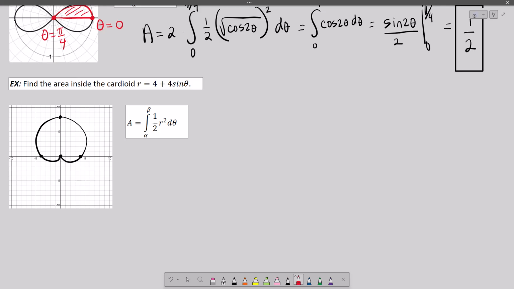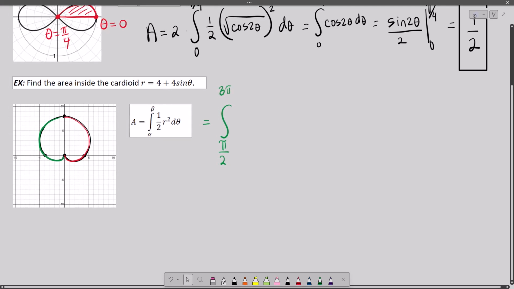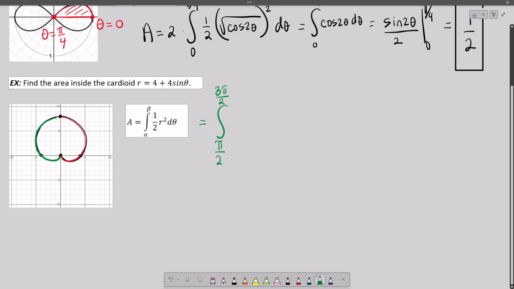So if we can do just 1/2 of it, we could do that half, or we could do the other half, does not matter. Maybe the green half is easier because all the thetas are positive, pi over 2 to 3 pi over 2. But you could do the red and go from negative pi over 2 to pi over 2. Does not matter. Let's go green. So if we go green, we are going to integrate from pi over 2 to 3 pi over 2.